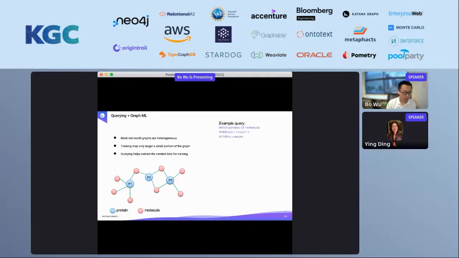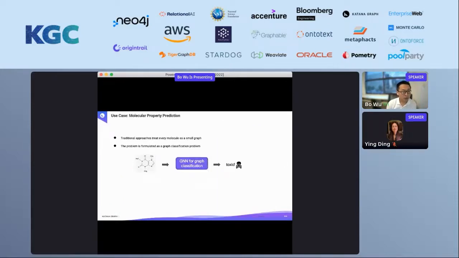What this query means is that the user only cares about 2 proteins and their interacting molecules. The user would like to extract the corresponding 2 subgraphs. Our system automatically places the 2 subgraphs on 2 different machines and activates the corresponding training pipelines.